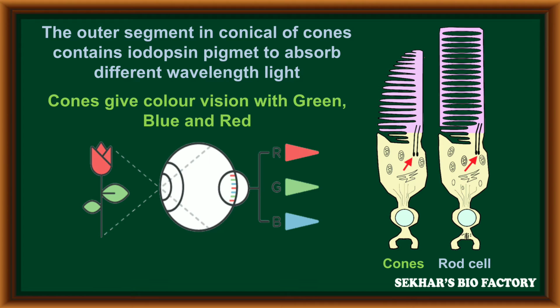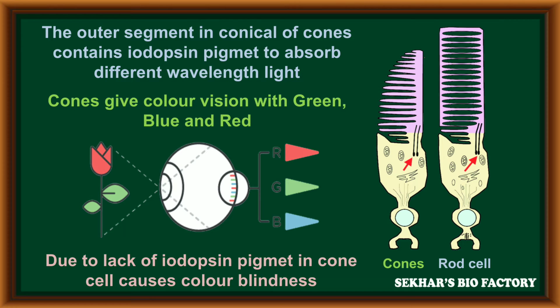The cone cells give color vision with green, blue and red color. So in this way, any object in front of the eye, these colors can be identified. The red color is identified by some of the cone cells, green color by some of the cone cells, and even blue can be identified with the help of cone cells, and the mixture color also can be identified with the help of cone cells. So due to lack of iodopsin pigment in cone cell, it causes color blindness.